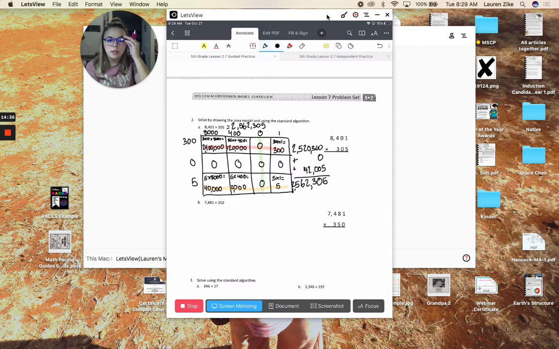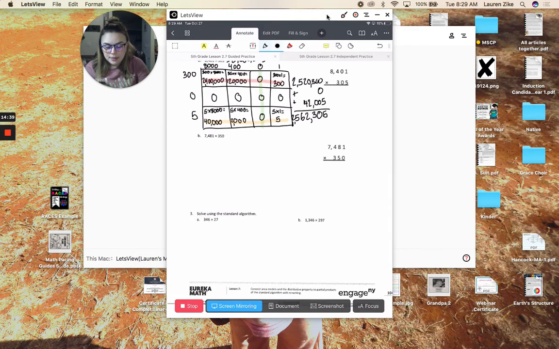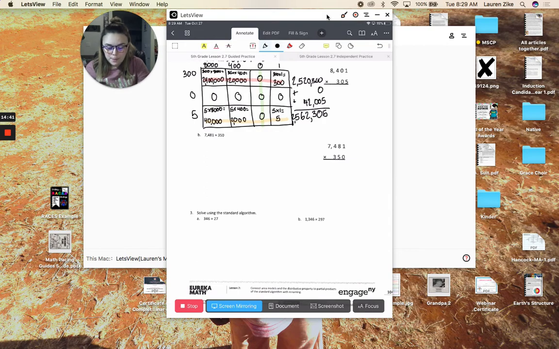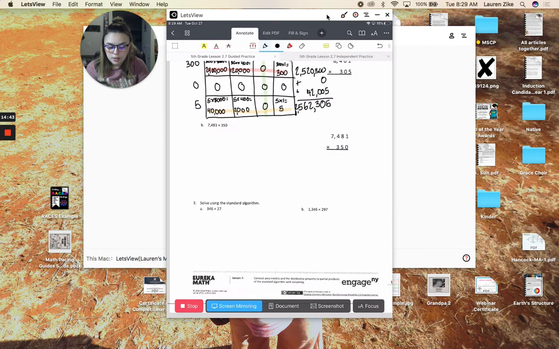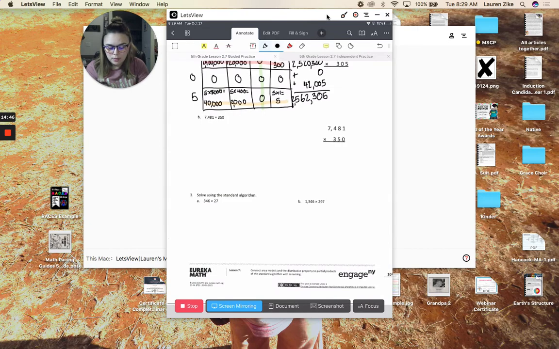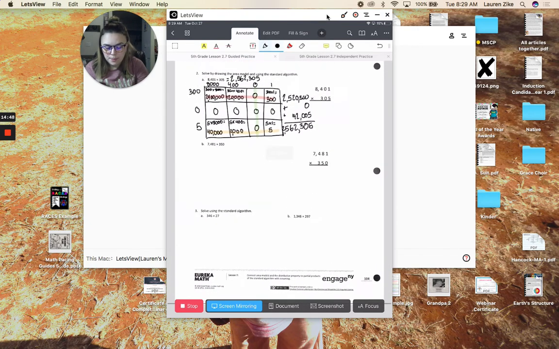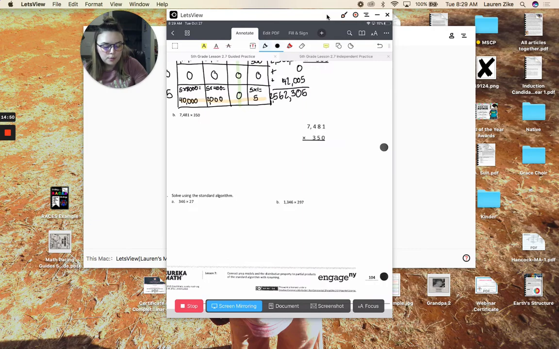Okay. So now we're going to look at using the standard algorithm. So actually I think I'm going to go down to number 3 and use number 3. So I'm going to rewrite number 3 so that I have more space to do it. So I'm going to rewrite it starting up here. So I have 1,346 times 297. So I'm going to start with multiplying in my ones place.